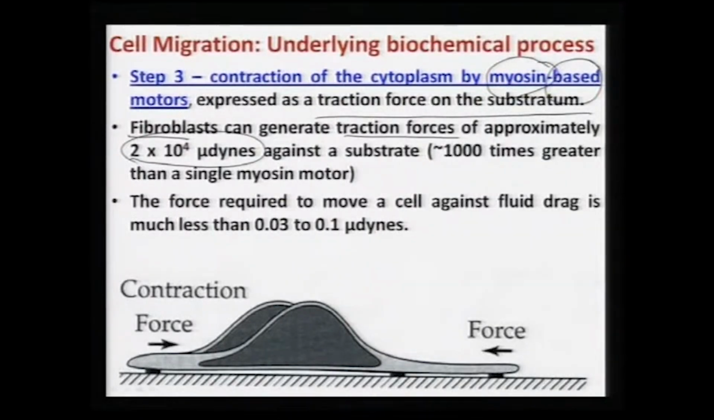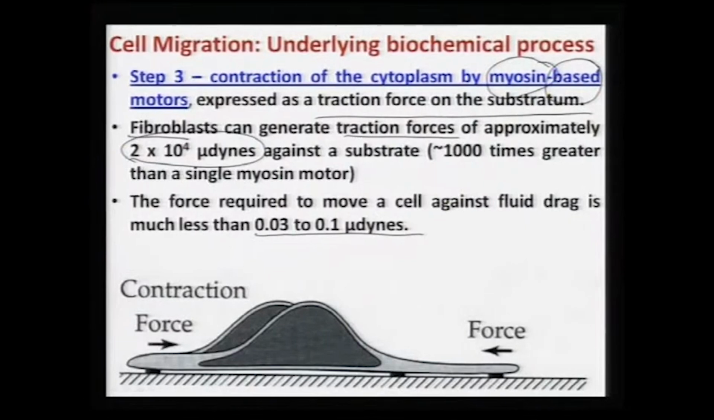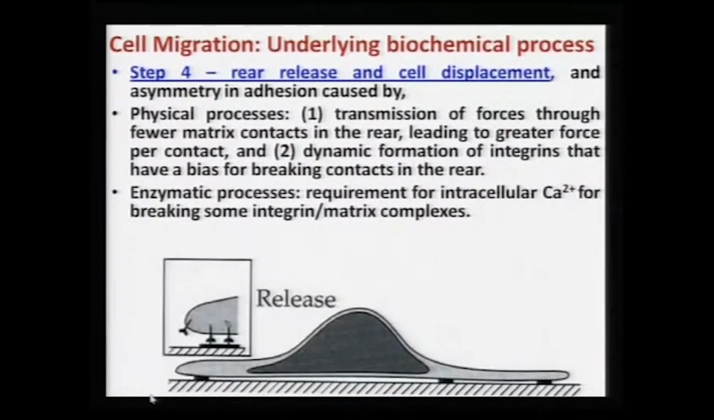Fluid drag means, for example, blood cells, which always move in a blood stream, right. So, that is in a fluid drag. There you require even 0.03 to 0.1 microdyne, which is much less. That means at least 1 into 10 to the power minus 7 dynes is the force a cell would typically experience. So, as I said earlier, this feel for the numbers is important. You have to understand how small the force is that is required for cell migration to take place.